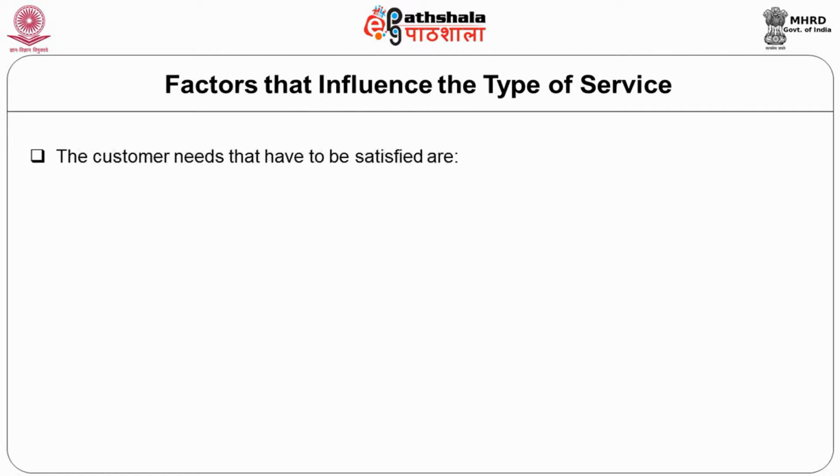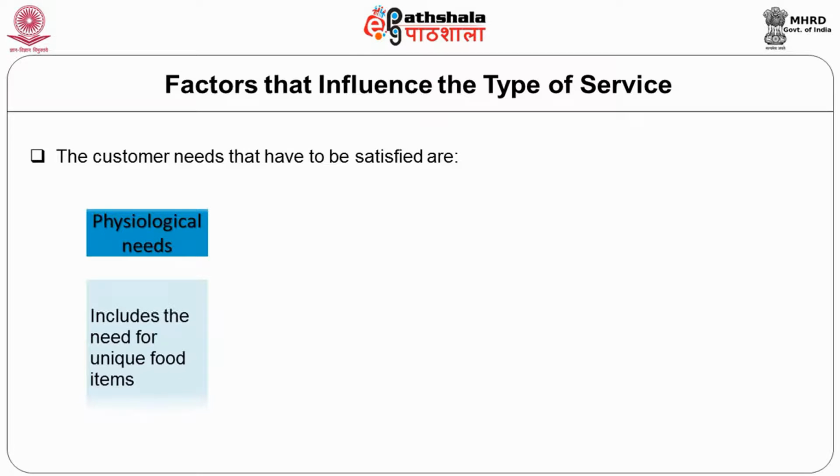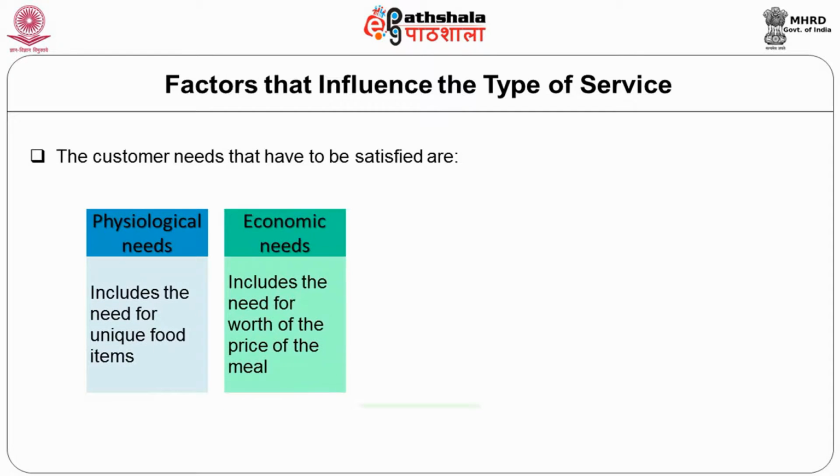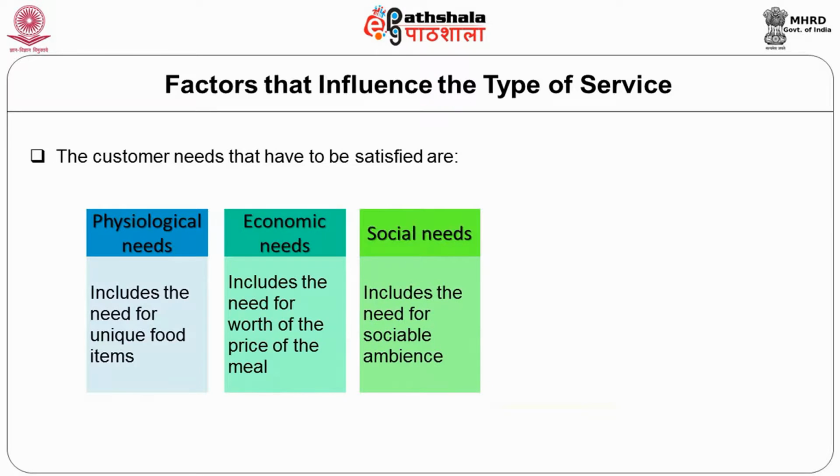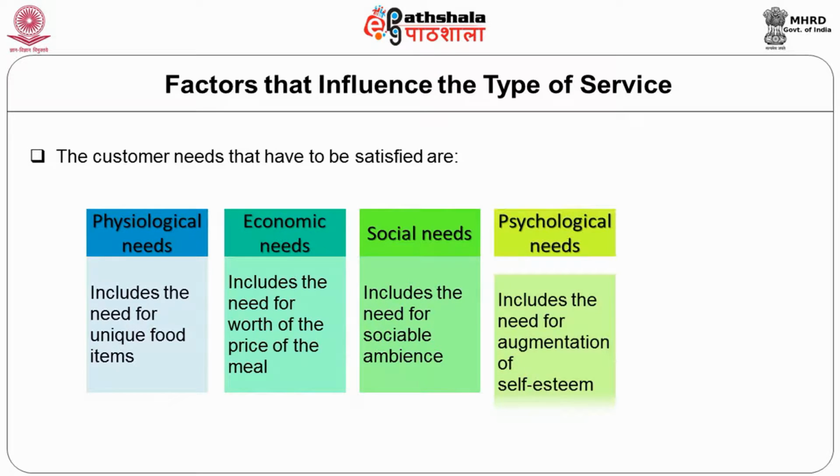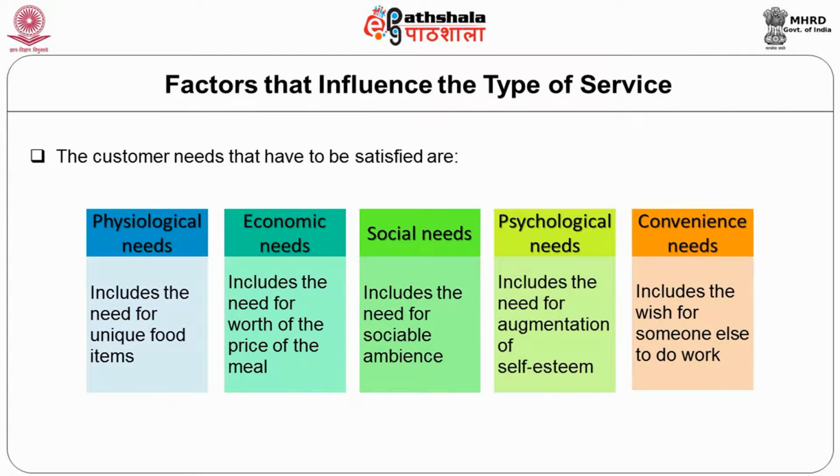The customer needs that have to be satisfied are physiological needs, which includes the need for unique food items; economic needs, which includes the need for worth of the price of the meal; social needs, which includes the need for social ambience; psychological needs, which includes the need for augmentation of self-esteem; convenience needs, which includes the wish for someone else to do the work.